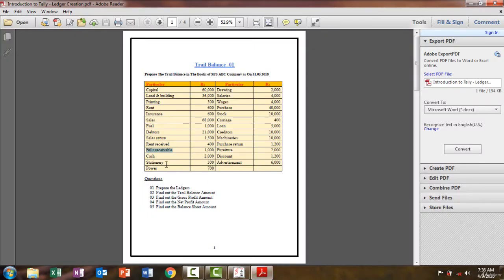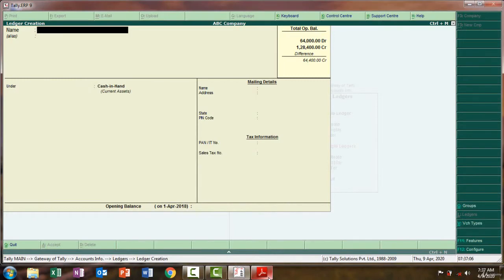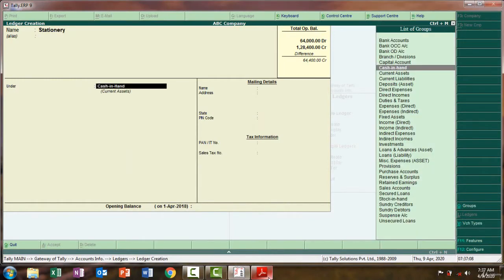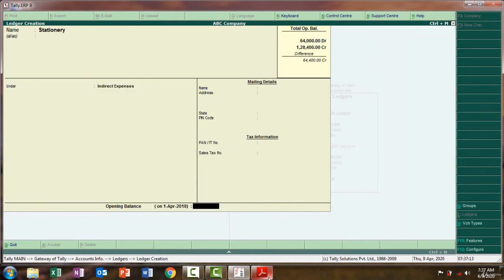And then stationery is indirect expenses. And then indirect expenses are always debit, so I have to put the amount, how much for stationery, 300, right? Yes, 300. And stationery is always debit because it's one of the expenses.